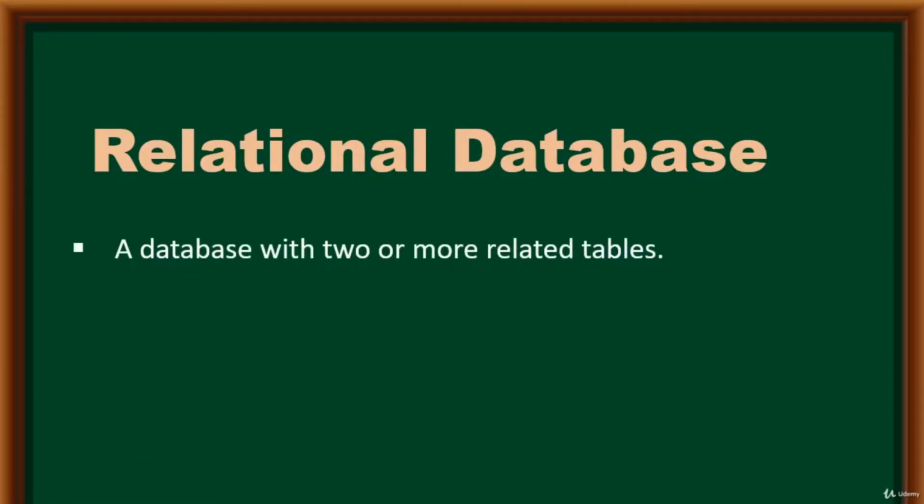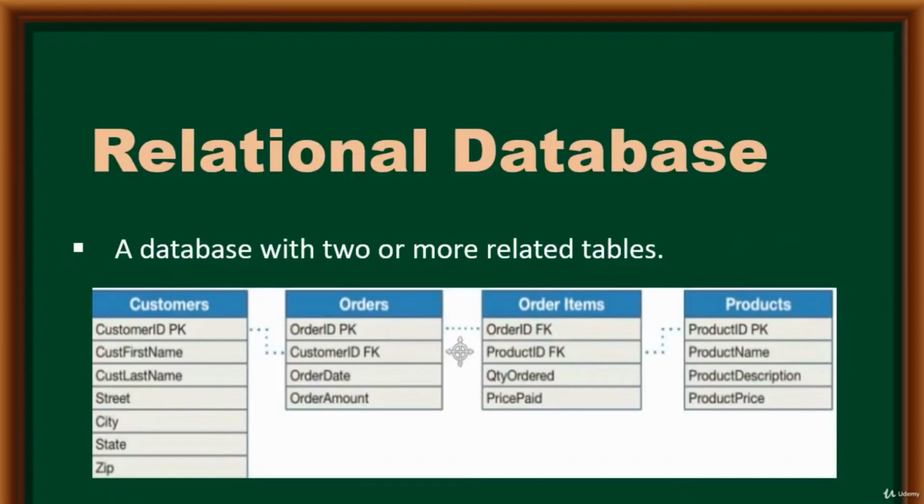Next, I want to introduce you to the concept of a relational database. A relational database basically is a database where two or more tables are related. So I'm going to show you a quick illustration. This is an illustration where we have several tables in the database. Customers is one table, orders is one table, order items is another table, products is another table. With a relational database, there must be a relationship between two or more tables.